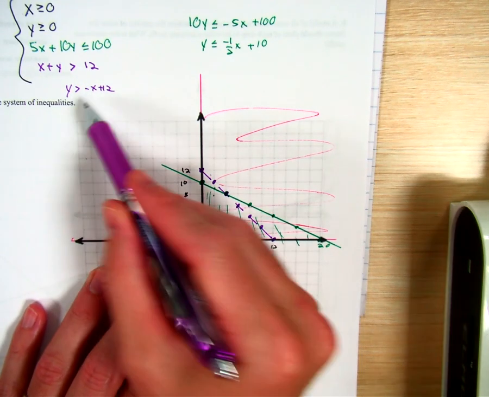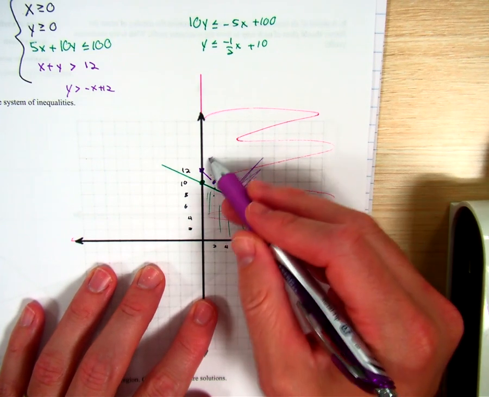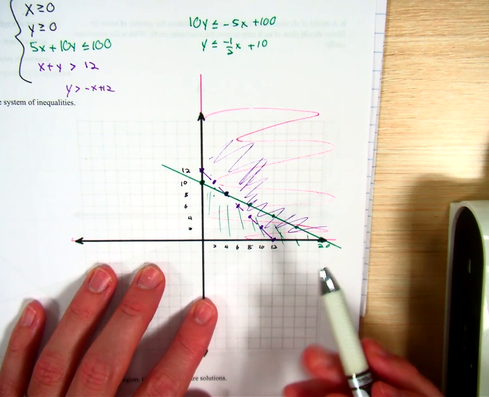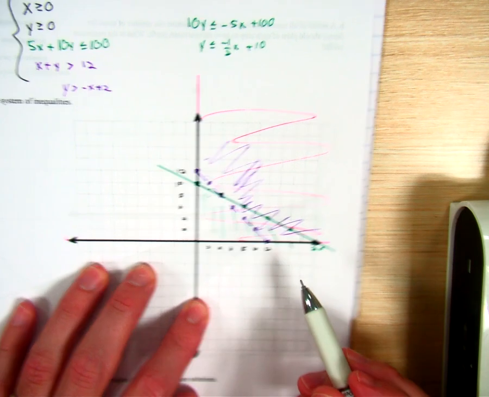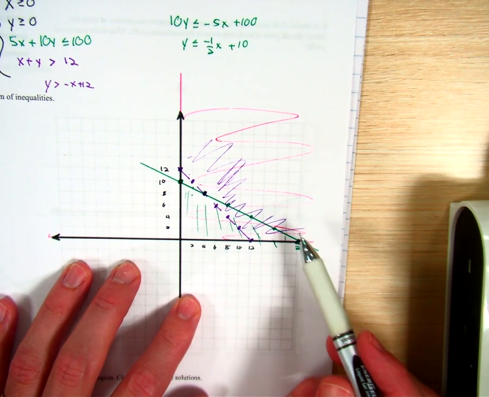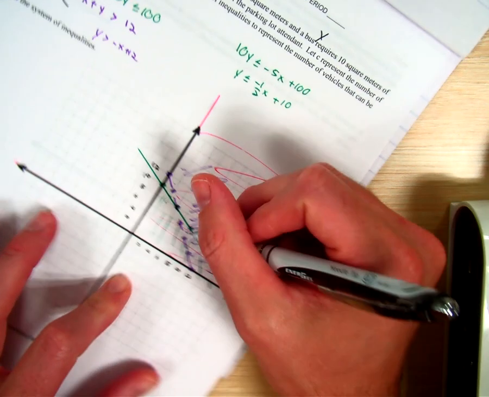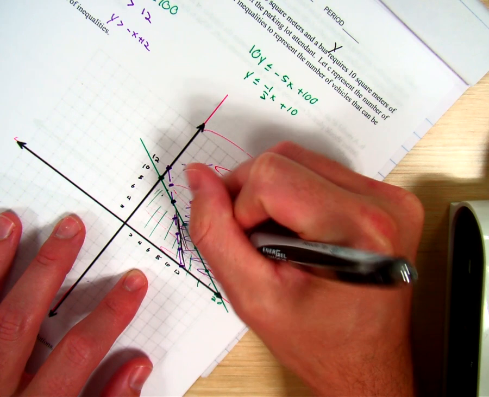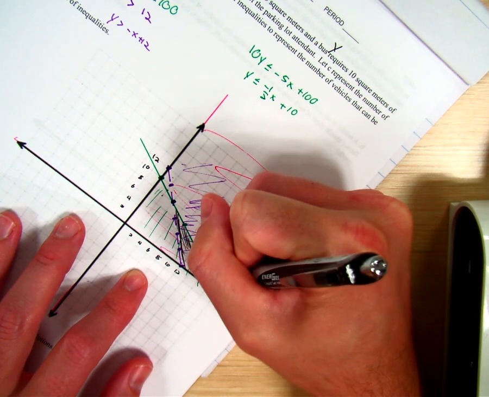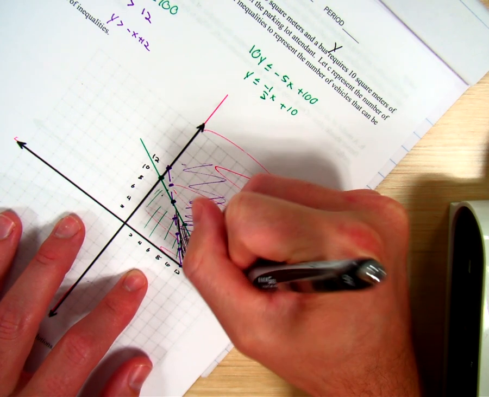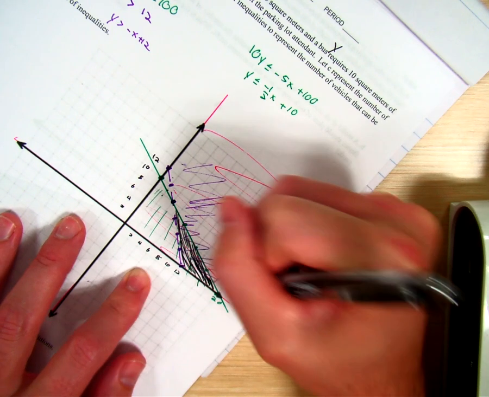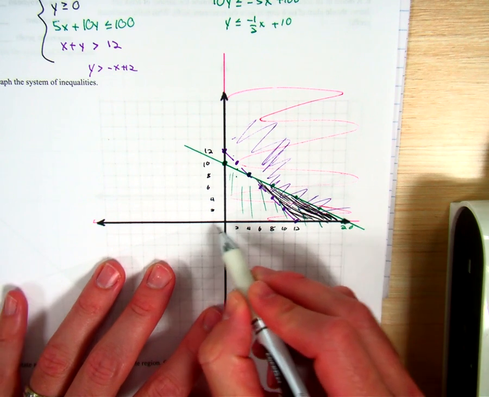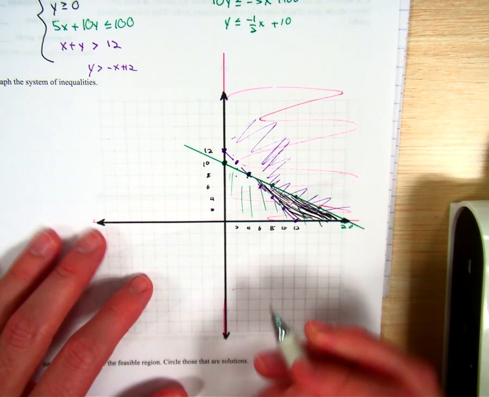Okay, and greater than is going to be above. Okay, and where are we? Have all the shading. Green, purple, and pink. It's going to be right here. We're above the purple one, but below the green. And we crossed at 4, 8.